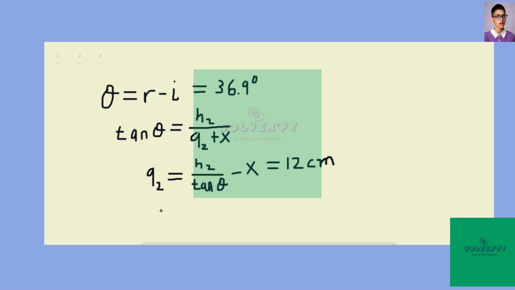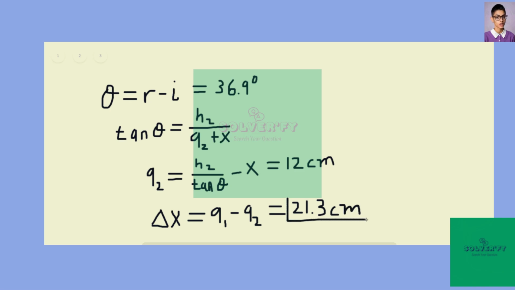And lastly, now that we have q1 and q2, which are the positions at which the ray at point h1 and the ray at point h2 cross that axis, we find that delta x is equal to q1 minus q2, which we know both of these now. Plugging in those values, we find delta x is equal to 21.3 centimeters. And we can box that in as our solution to our question.